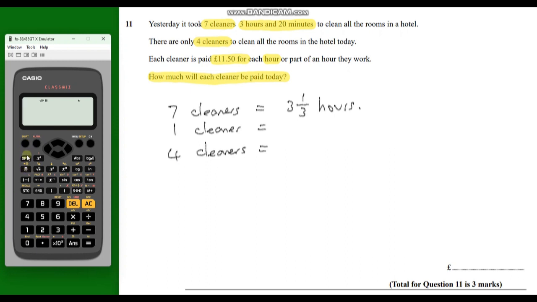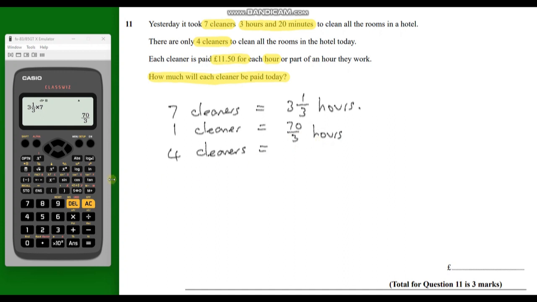So if you press Shift and the fraction button, it gives you a mixed number. So 3 1/3. And we're going to multiply that by 7, because it's going to take 7 times as long. And it gives it to us as an improper fraction. I think I'll leave it like that. I prefer dealing with improper fractions anyway. So 70 over 3 hours.